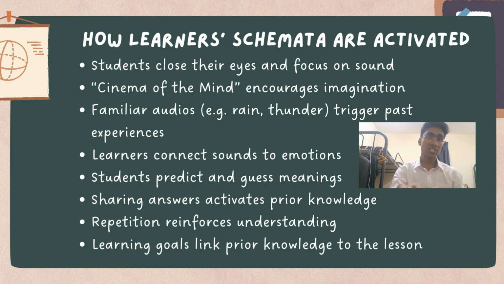Then the teacher asks students to guess the emotion related to the audio and explain their reasoning. This encourages learners to access their emotional schemata and articulate how their past experiences influence their interpretation of the sound. As the teacher plays the remaining audios and repeats the questioning, the learners continuously activate and reinforce their schemata. By the time the teacher asks students to open their eyes and introduces the lesson topic and learning goals, the students are already mentally engaged and cognitively prepared for the lesson.